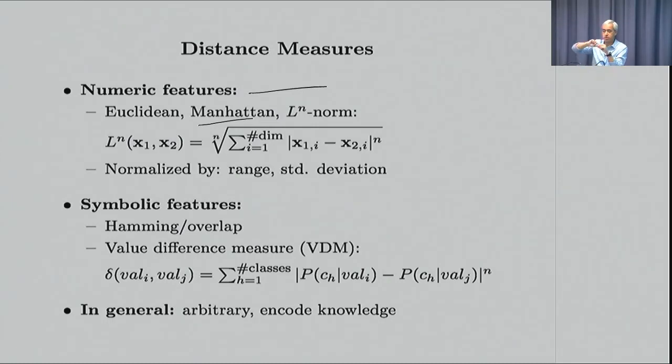So it's the Euclidean distance: you square and then you take the square root. In Manhattan distance, you just take the absolute value and then you don't need to take the square root. Okay? It's just the sum of the absolute distances. Or more generally, you can use what's called an Ln norm, right?